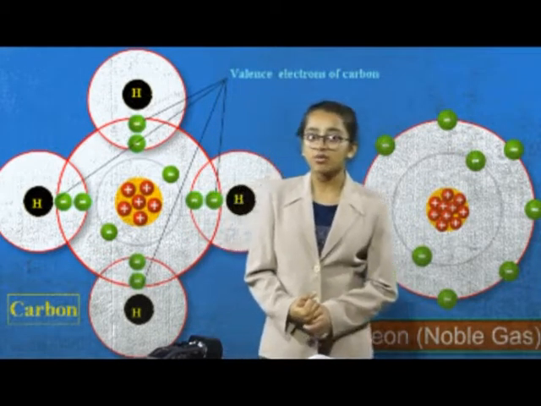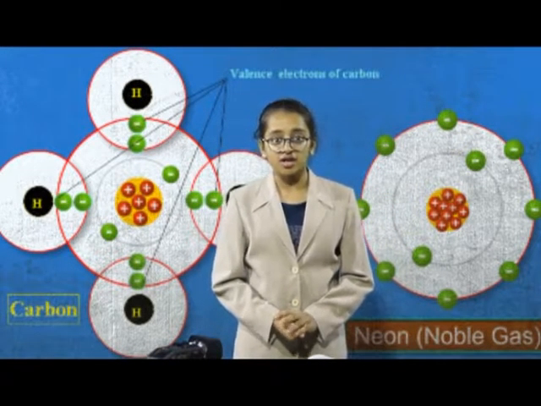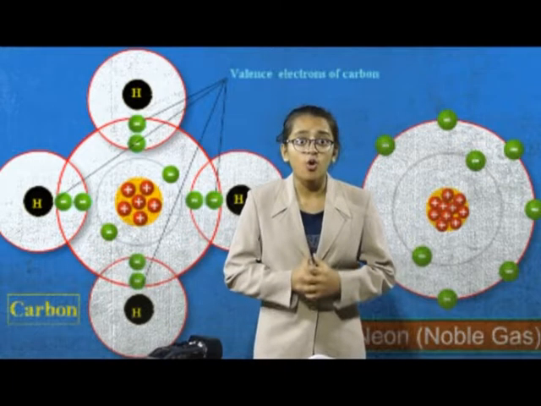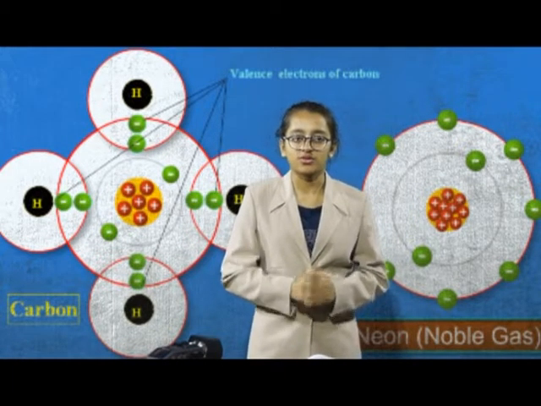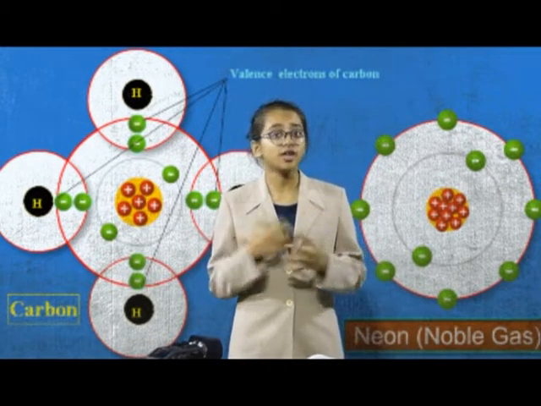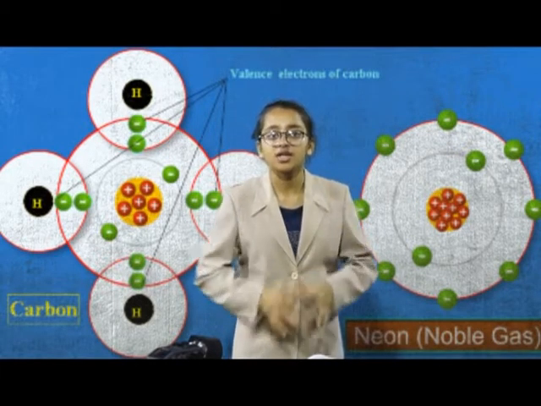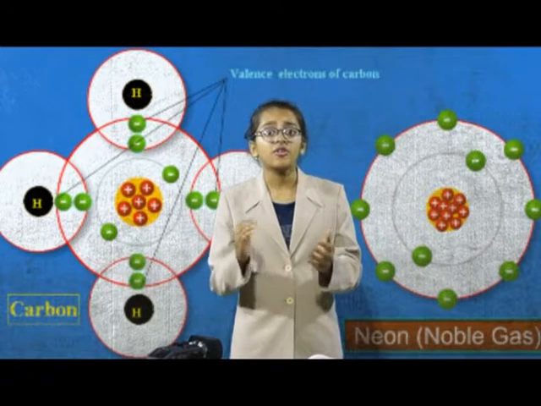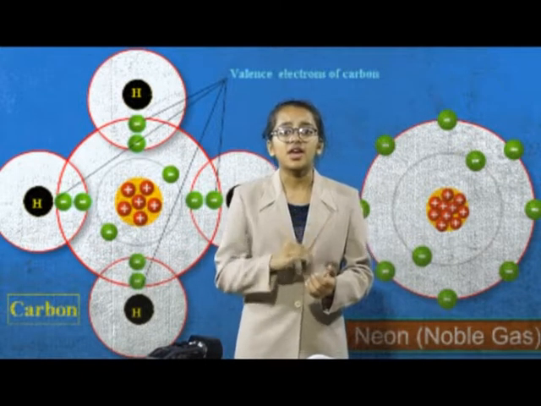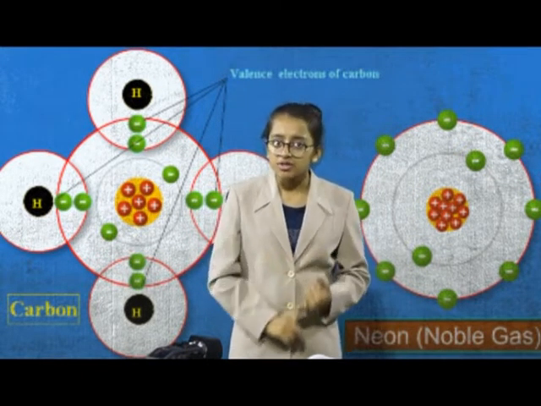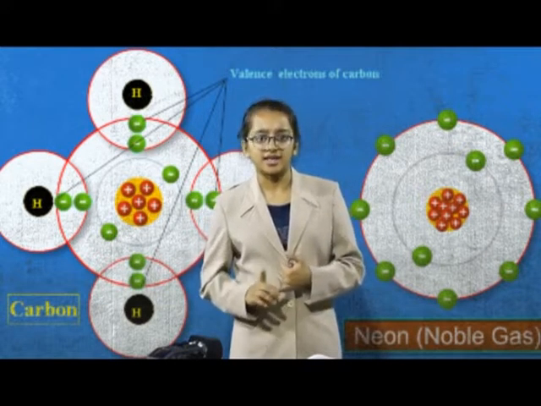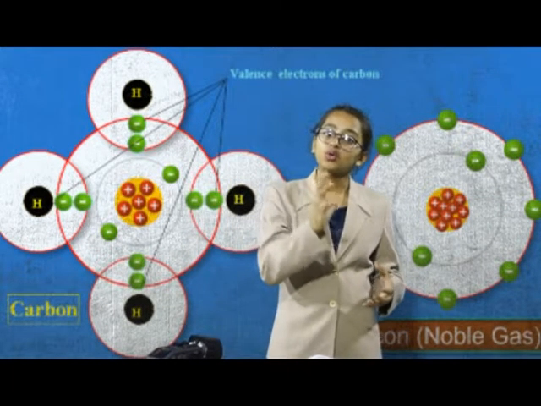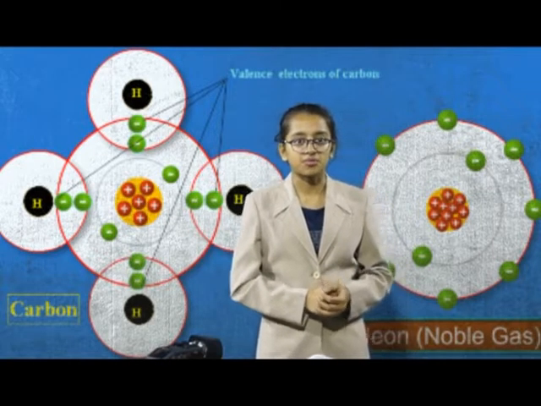Hello friends, and welcome to another video of the chapter carbon and its compounds. Today we'll be studying the chemical properties of carbon's compounds. First, carbon in its allotropic form burns in the air to give carbon dioxide, heat and light. This is known as a combustion reaction.